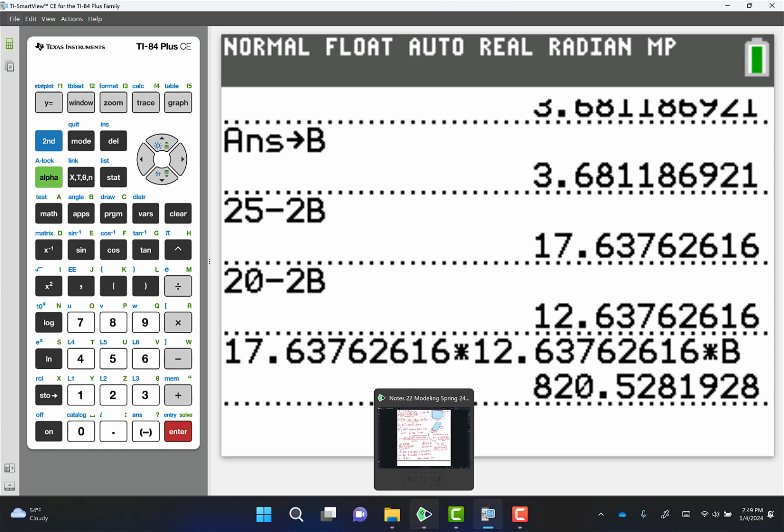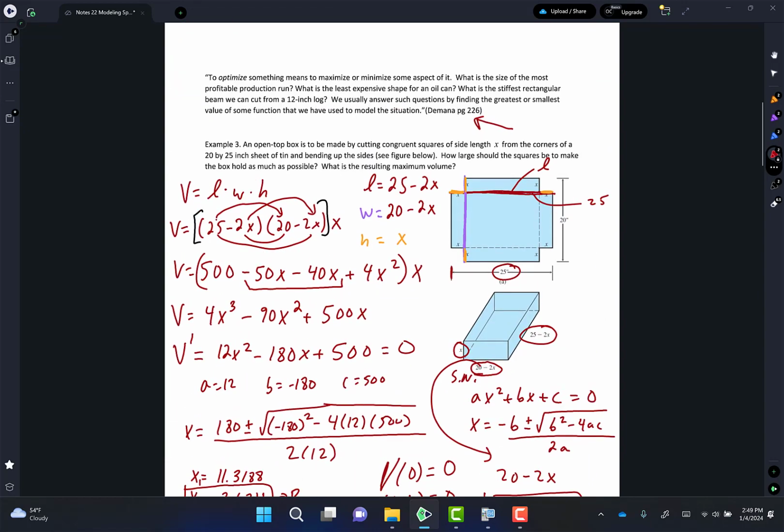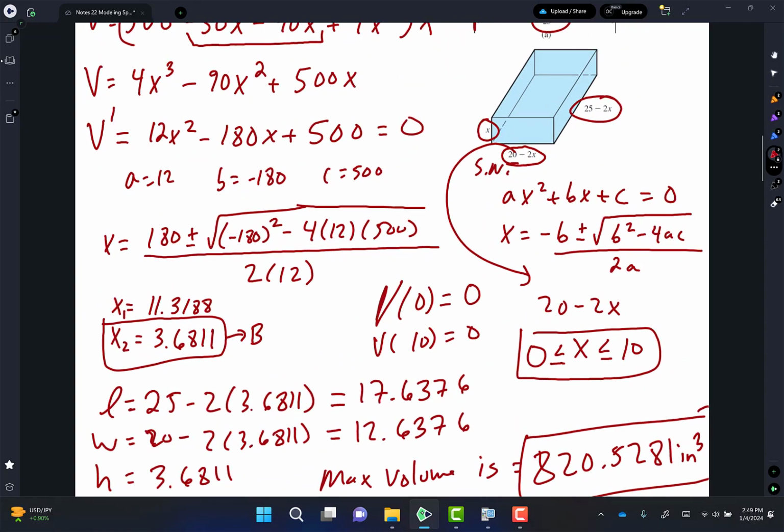820.5281. Could you do it? Oh, this one needs units, unless they don't tell me what x is. Yeah, inches. Cubic inches. Cubic inches, guys.